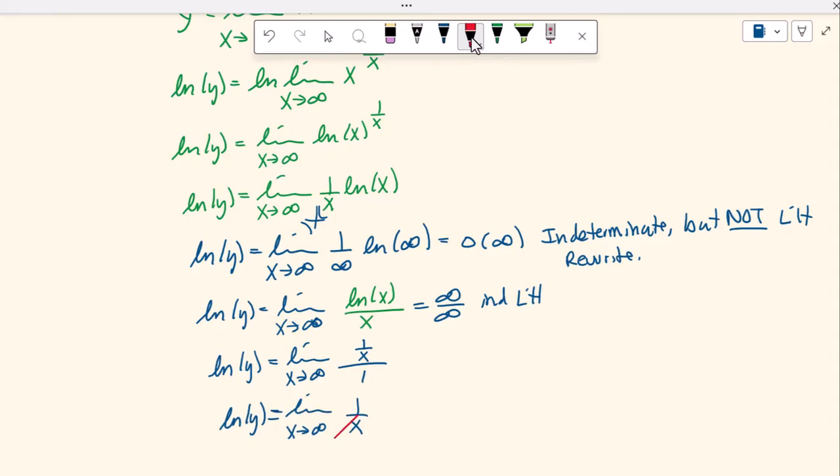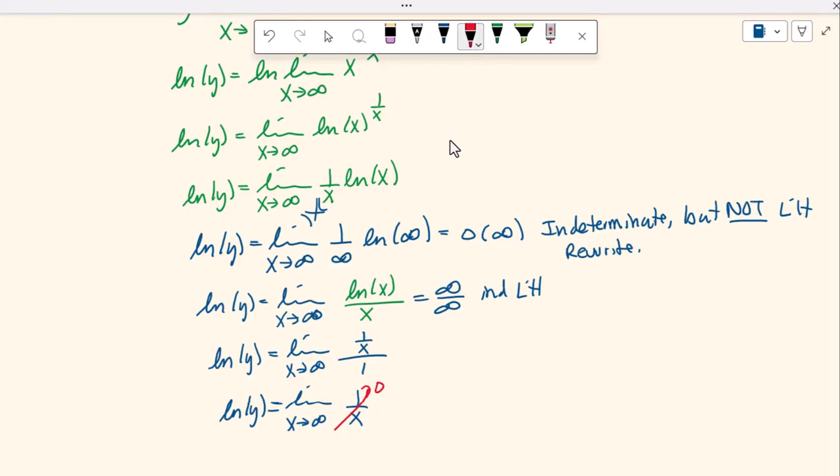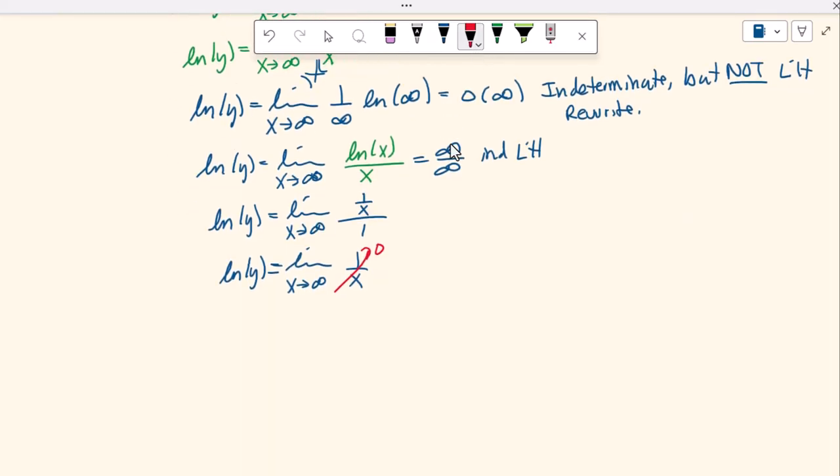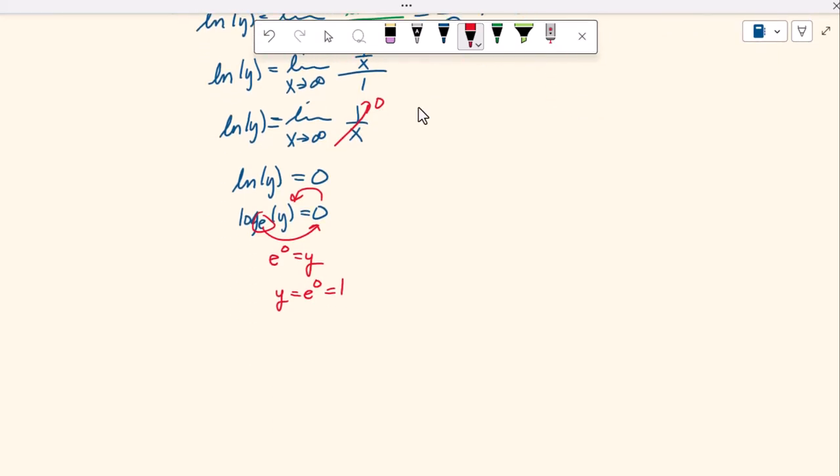Now that limit is going towards 0. The numerator is fixed at 1. The denominator is increasing without bound. So that fraction 1 over x is going towards 0 as x goes to infinity. So what I have here then is the natural log of y equals 0. And now I want just y, so that's log base e of y equals 0. So e to the 0 is equal to y. So y equals e to the 0, which is 1. So my limit here, big shock, right? y equals 1.